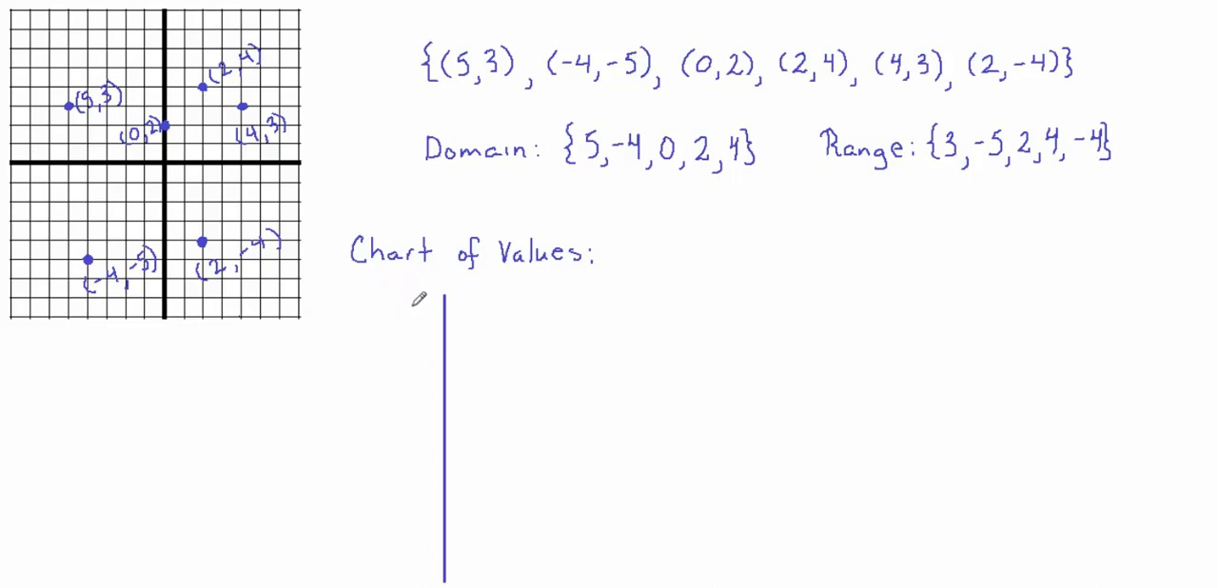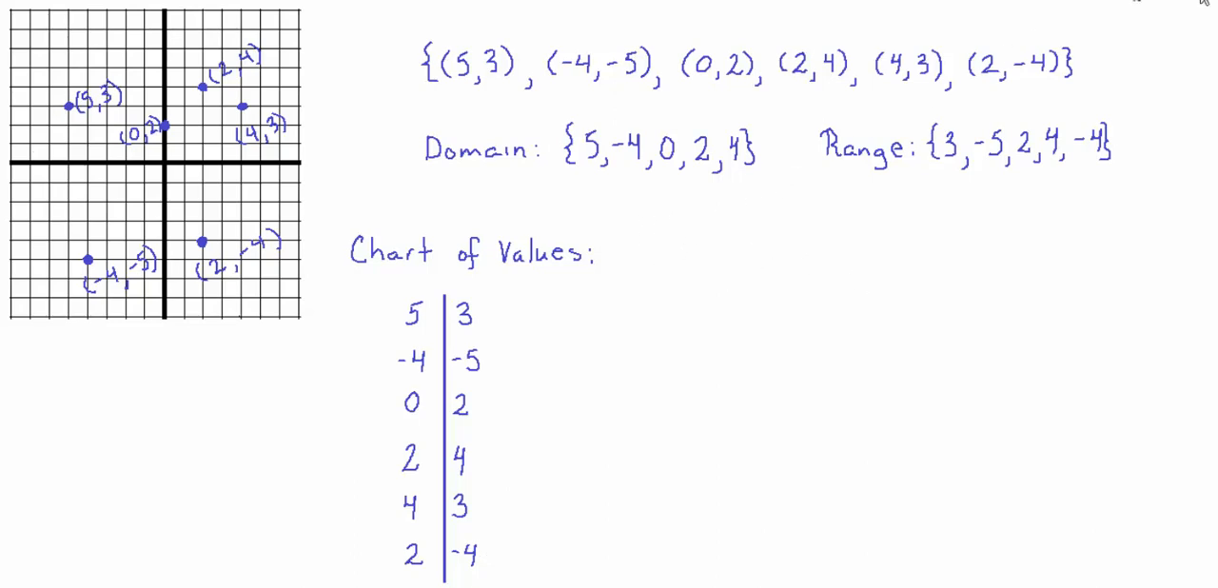So we have a row showing 5 is associated to 3, another row showing that -4 corresponds to -5, another row showing that 0 corresponds to 2, a row to show that 2 corresponds to 4, another that shows 4 corresponds to 3, and another that shows that 2 corresponds to -4, one row in the chart for each ordered pair that represents a point on the graph.